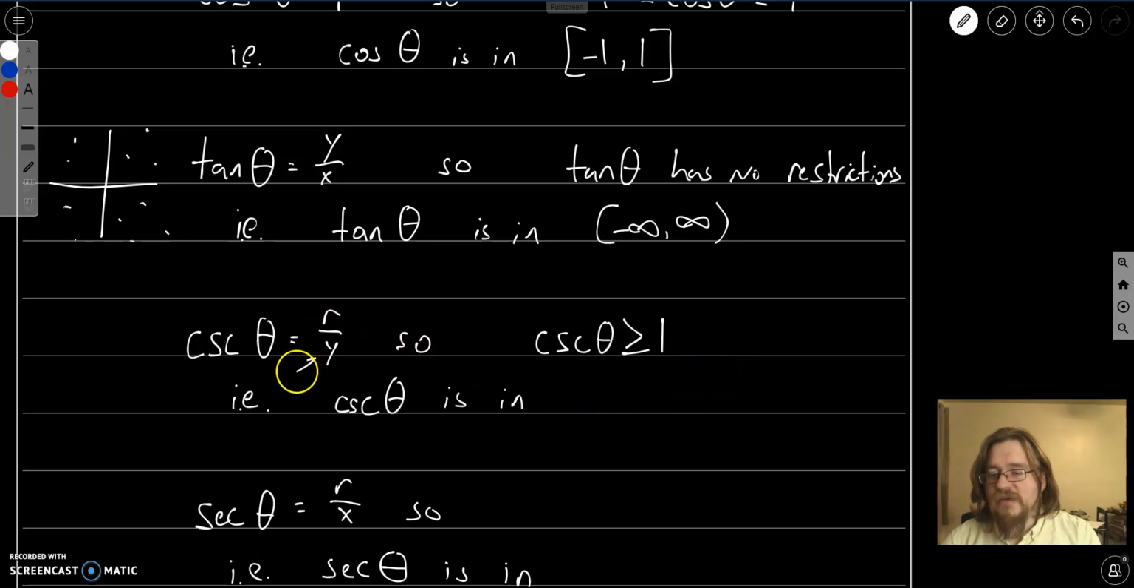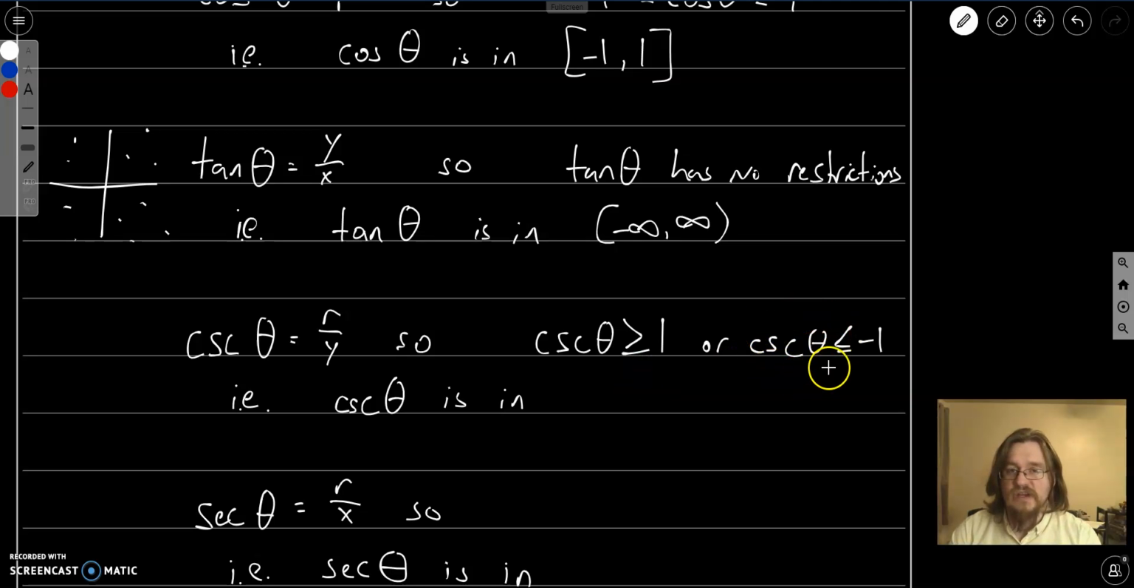It could be the case that we have negative numbers, though. Y could be negative, in which case this also means that we could have the other situation where the cosecant of theta could be less than or equal to -1. So one way to think about this is either the cosecant is really big and it's bigger than 1, or cosecant is really negative and it's less than -1.